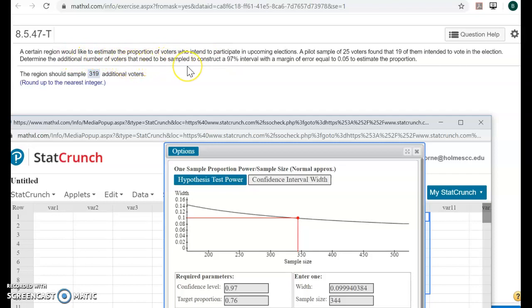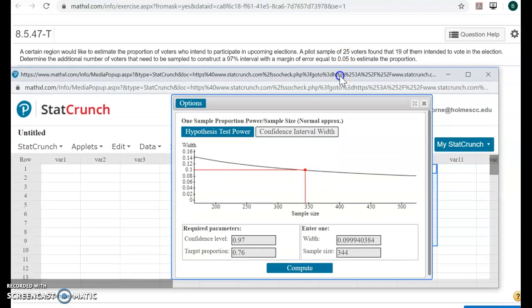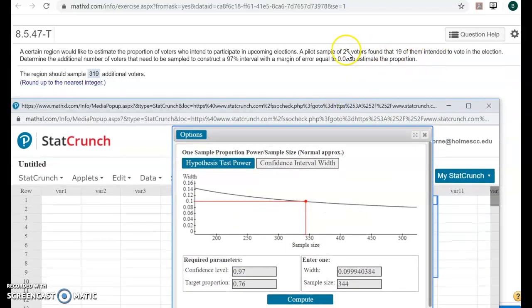but you have to be careful because it says determine the additional number of voters needed. We already have, let's see, 25 voters. So 344 voters minus the 25 we already have means we need 319 additional voters.